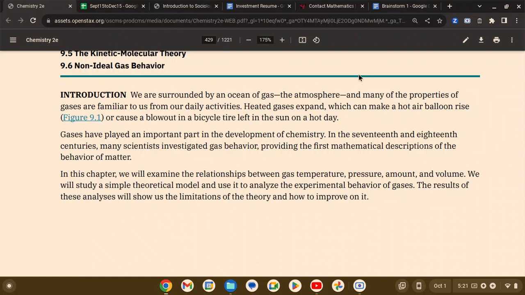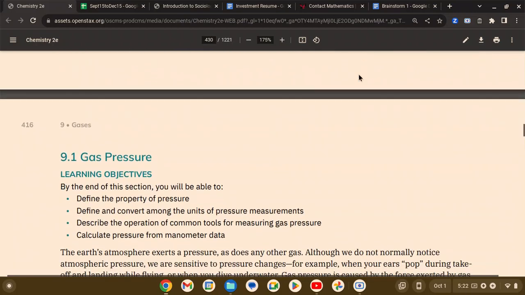Gases have played an important part in the development of chemistry. In the 17th and 18th centuries, many scientists investigated gas behavior, providing the first mathematical descriptions of the behavior of matter. In this chapter, we will examine the relationships between gas temperature, pressure, amount, and volume. We will study a simple theoretical model and use it to analyze the experimental behavior of gases. The results of these analyses will show us the limitations of the theory and how to improve on it.